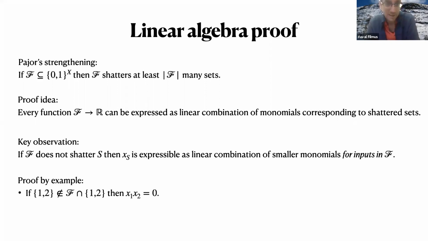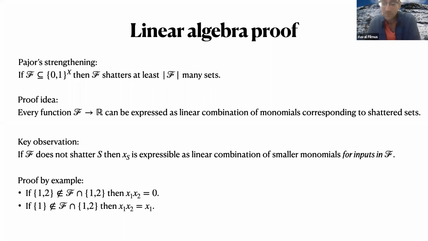Let's say that my family doesn't shatter the set {1, 2}. And why doesn't it shatter the set {1, 2}? Because no set in my family contains both 1 and 2. This is one reason for it not to shatter {1, 2}. In that case, this monomial x1 x2 that corresponds to the set {1, 2} just equals 0, because no set in the family contains both 1 and 2.